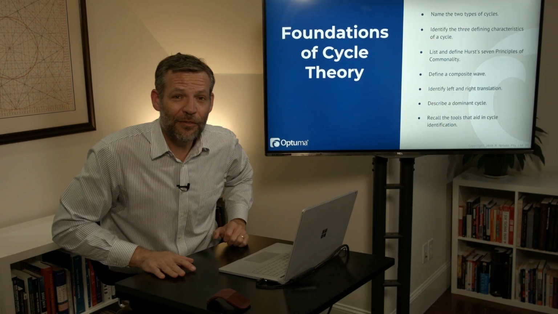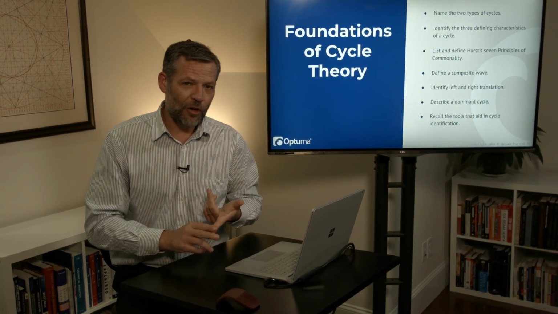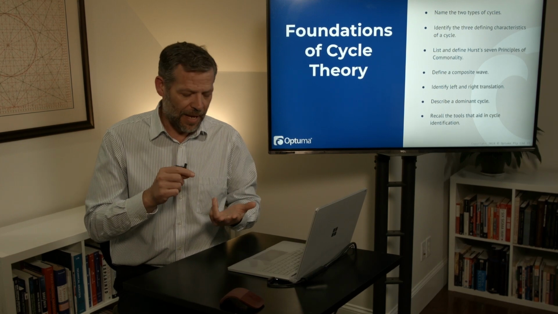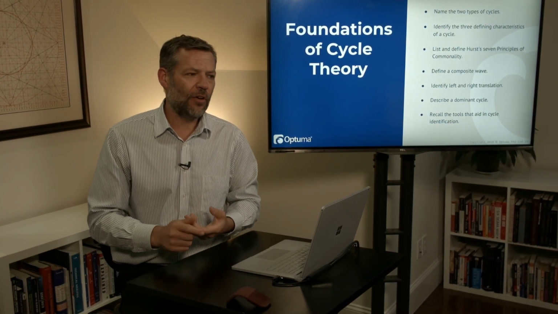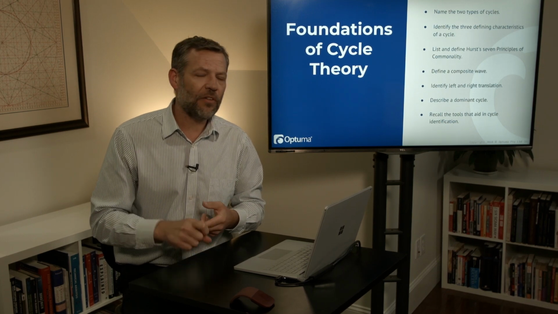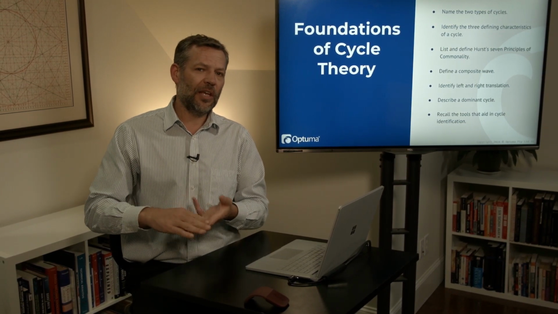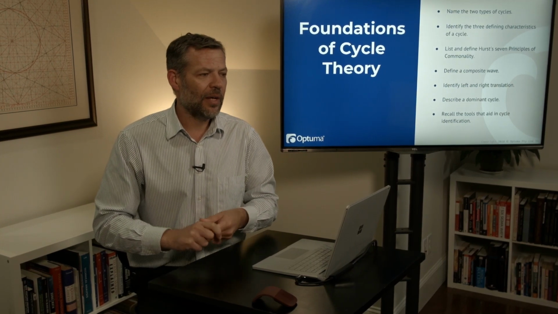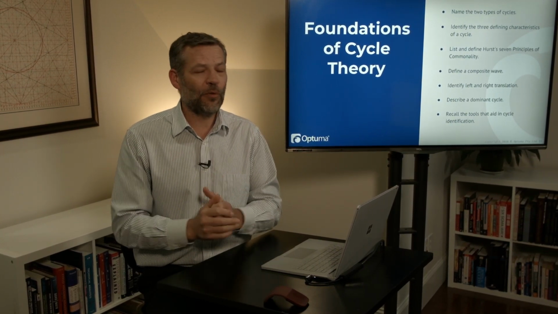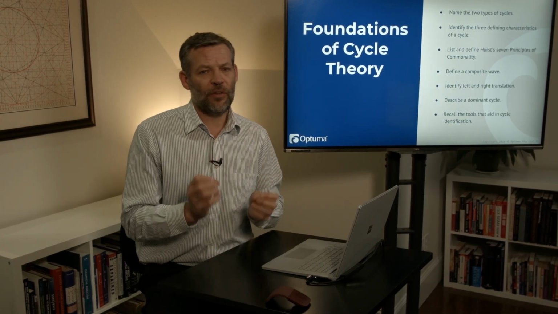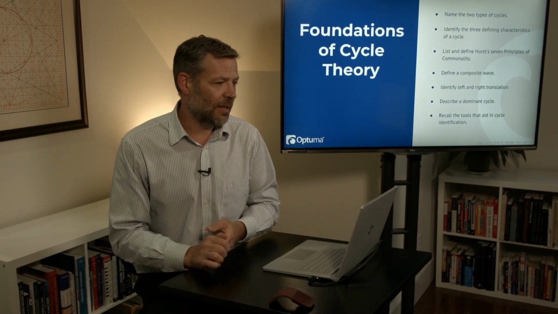All right, so that's it for the foundations of cycle theory. The 2 types of cycles, fixed and the sequences, or the linear and the non-linear cycles. Make sure you know that. The 3 defining characteristics: amplitude, wavelength or period, and phase. They're the ones that you have to know. Listing Hurst's 7 principles of commonality. Make sure you write those out. You want to know them, what they are and what they mean.